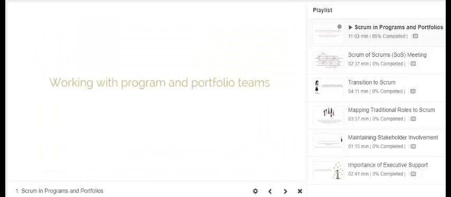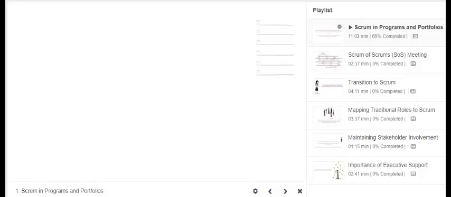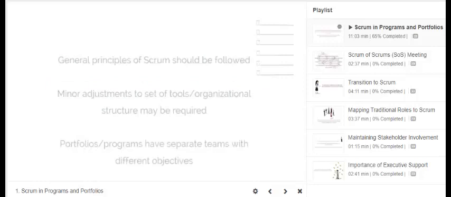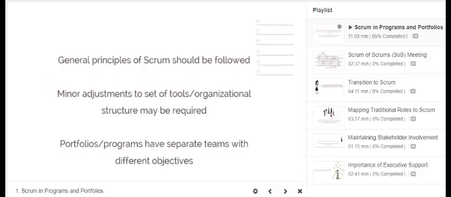Now let's discuss what happens when Scrum is applied to manage projects within the context of a program or portfolio. Here, it's strongly recommended that the general principles of Scrum presented in this publication are adhered to. It's understood, though, that in order to accommodate the overall program or portfolio activities and interdependencies, minor adjustments to the set of tools, as well as the organizational structure, may be required.